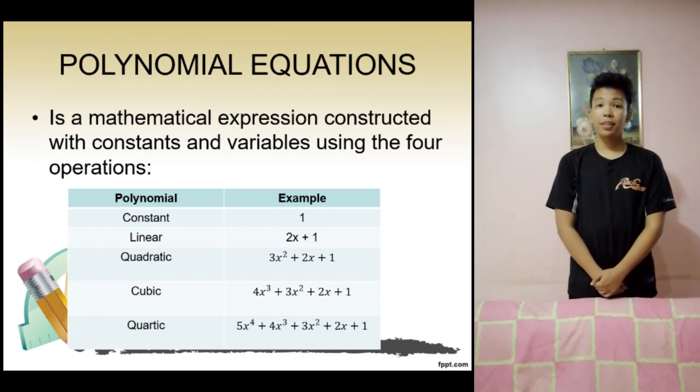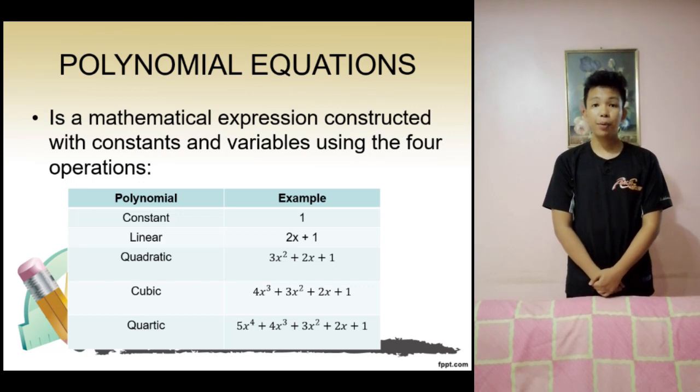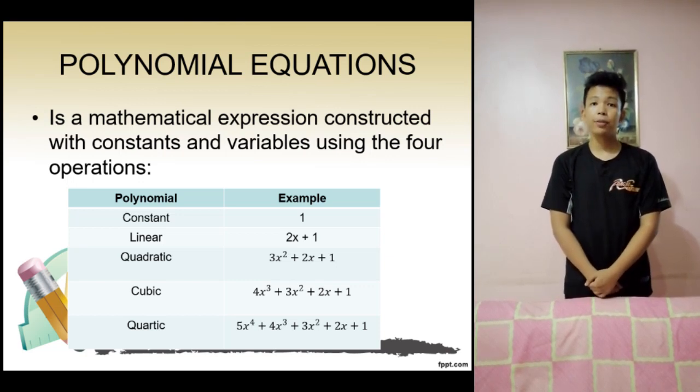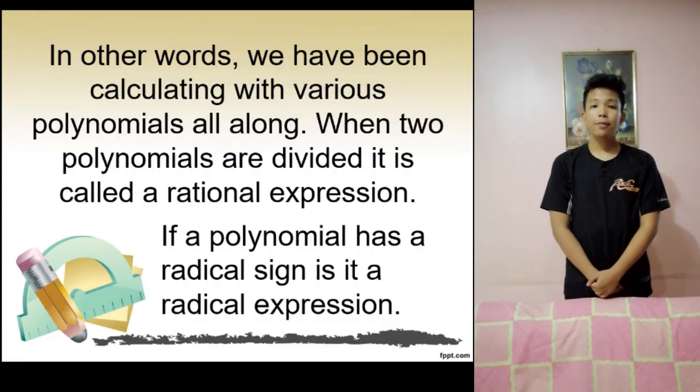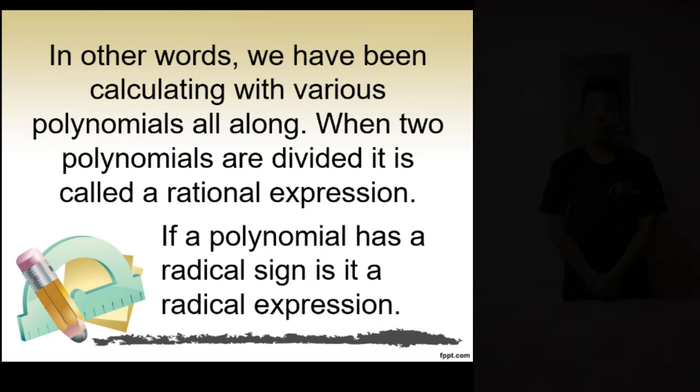A polynomial is a mathematical expression constructed with constants and variables using the four operations. A polynomial can be a constant, a linear, quadratic, and so on. If a polynomial is divided, it is called a rational expression. But if a polynomial has a radical sign, it is a radical expression. So, we're done with our algebraic functions. Let's move on with our transcendental functions.